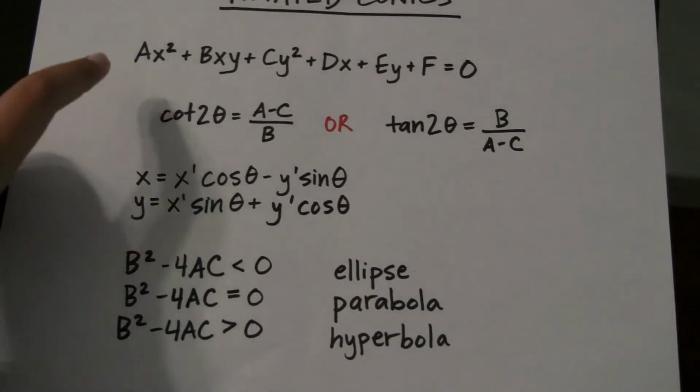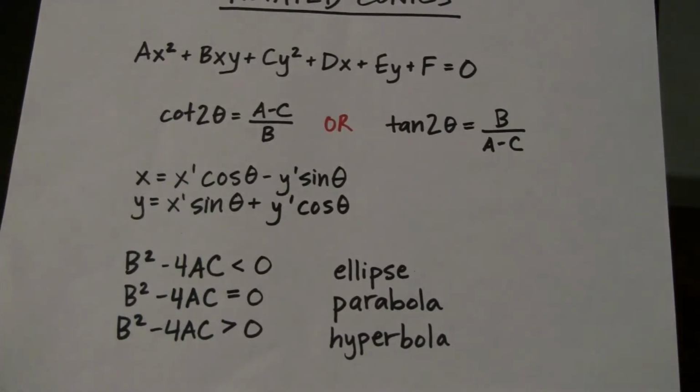Back up at the top, cotangent of 2 theta equals a minus c over b, or you could consider it tangent of 2 theta equals b over a minus c. The first thing you need is to find theta. So that's your angle of rotation, so you can draw your primed axes and find your primed form of x and y.